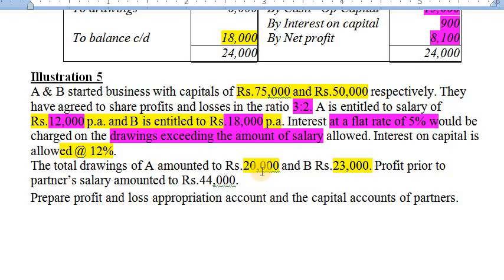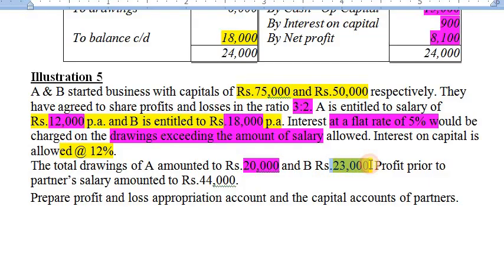Okay. Now A's total drawings are 20,000. You can see it exceeds 12, so he has to pay interest on drawings for 8,000. Did you notice this? He can freely take 12,000. It's allowed to take 12,000 without interest. Beyond 12, he has to pay interest. So interest on drawings will be calculated on 8,000 rupees.